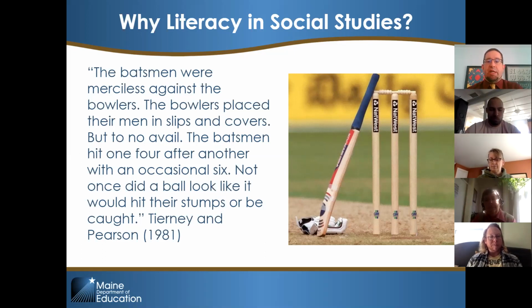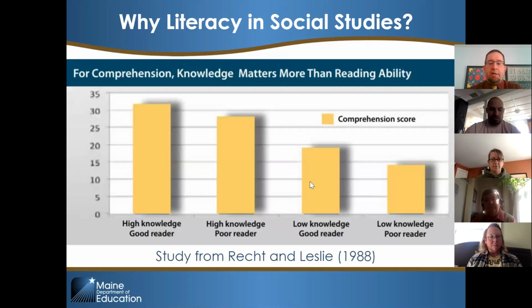their schema of understanding. This was repeated again by Recht and Leslie in 1988, although they put one twist on it, which became a very important study when it comes to disciplinary literacy. They had 4 types of kids. They had kids who were good readers and kids who were poor readers, and they had kids who enjoyed baseball and liked baseball and kids who didn't. So you had 4 different combinations of them. They were given readings about baseball, and again, this was 4th grade students. They were given passages about baseball and then asked comprehension questions about it.